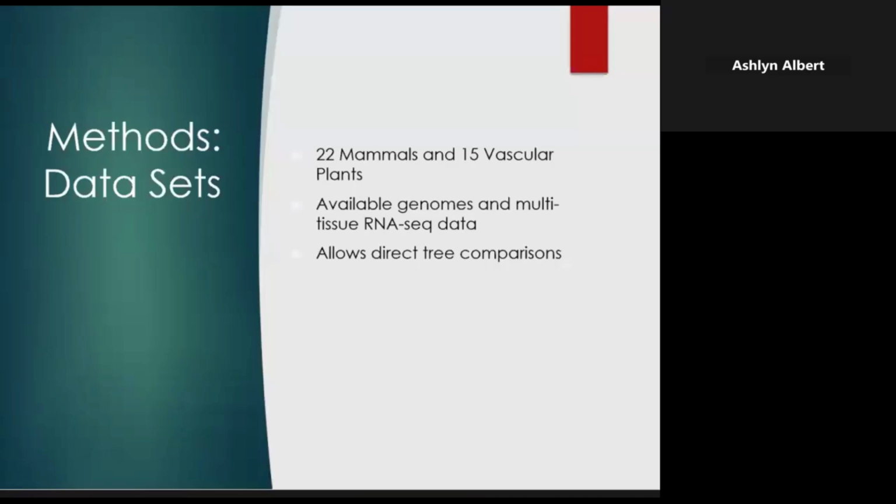They selected 22 mammal species and 15 vascular plants, all with available genome and multi-tissue RNA-seq data. This allowed direct comparison between the genome-based and transcriptome-based phylogenies using real-world data.